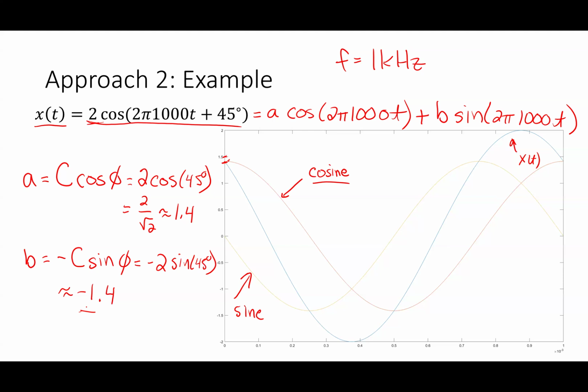Now, I chose 45 degrees as that phase shift. If the phase shift was 30 degrees, either the cosine or the sine, one or the other would be bigger, right? It all depends on the phase angle. By choosing 45 degrees, the sine and cosine have the same amplitude. They're not always, right? If I chose a different angle, they would have a different amplitude.